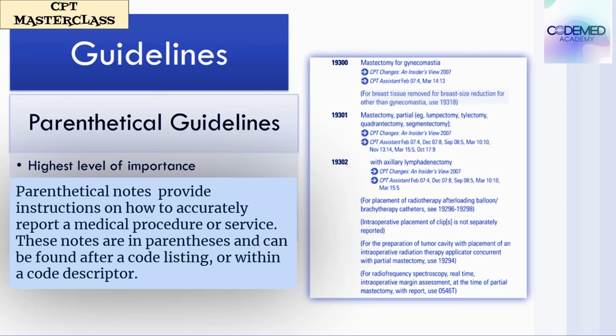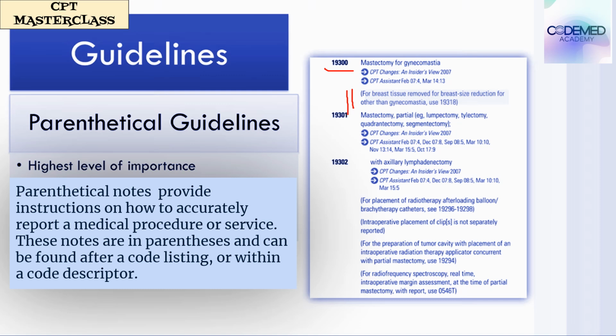Now, the third important one is the parenthetical guidelines. They are the highest level of importance. They provide instruction on how to accurately report a medical procedure or other service. These notes are in parentheses and can be found after the code listing or within the code descriptor. So, for example, if this is the code 19300, below that there is a parenthesis and there is certain guidance which is written.